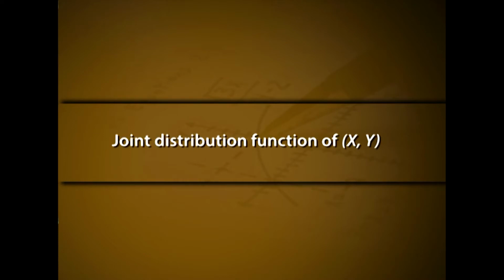Joint distribution function of xy. Let f of xy equal p of x less than or equal to x, y less than or equal to y, where xy belongs to R. Then f of xy is called the joint distribution function of xy.